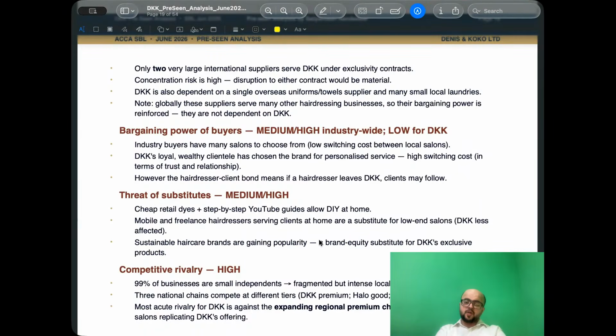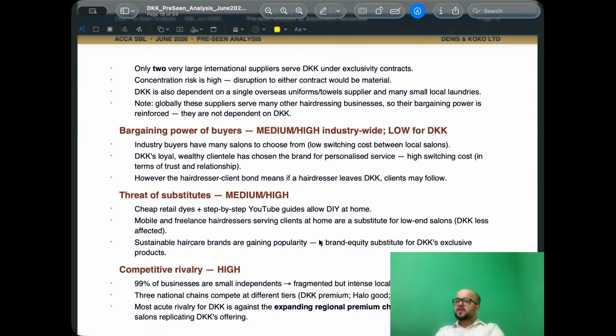Yes. Threat of substitutes, medium to high. Cheap retail dyes, plus step by step YouTube guides allow DIY at home. So this YouTube tutorial has become a substitute for actually walking into the salon and using that service. Mobile and freelance hairdressers serving clients at home are a substitute for low end salons. So, your Urban Clap and all of that could be a substitute for actually going to a salon for taking the service. Sustainable hair care brands are gaining popularity. Brand equity is a substitute for DKK's exclusive products.